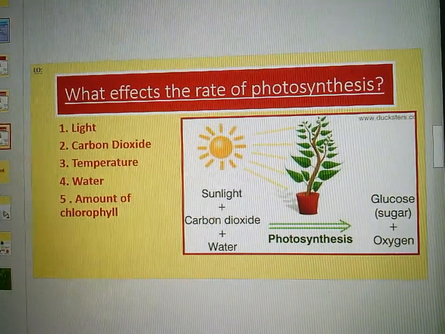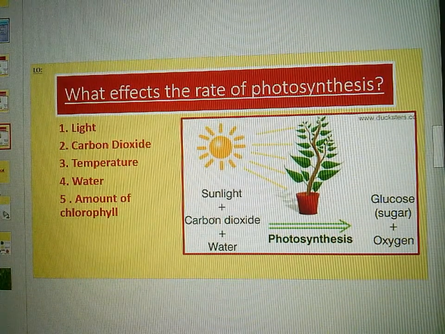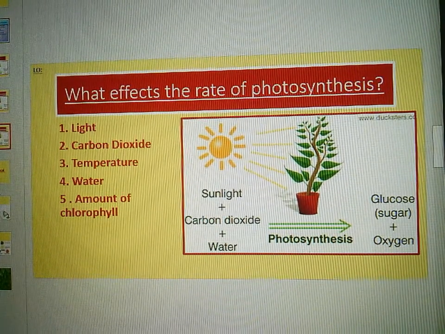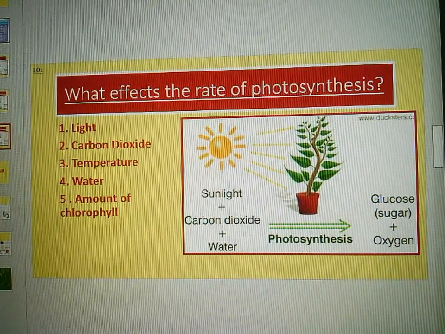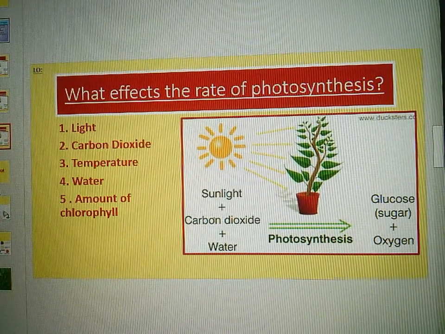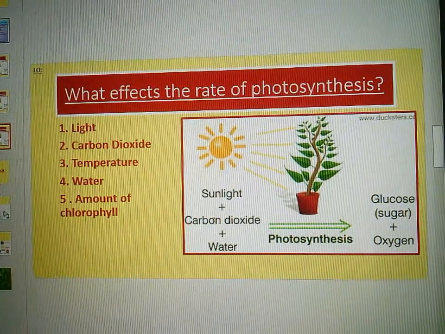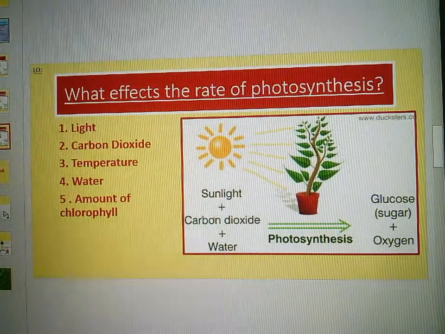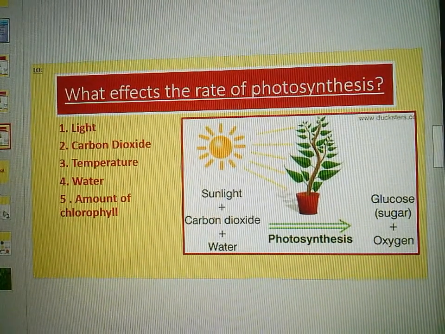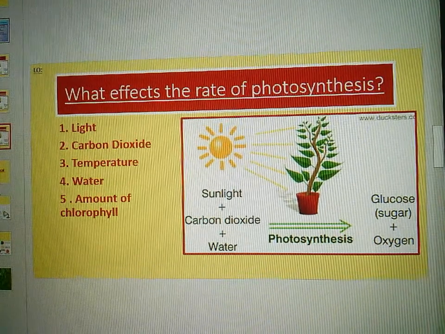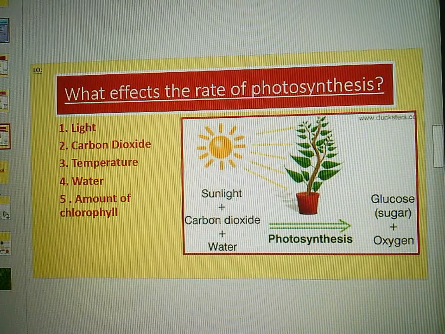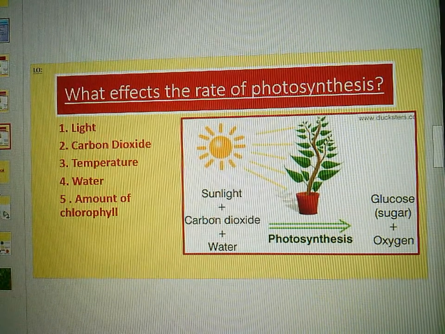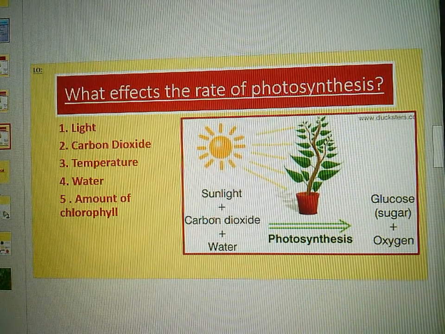Temperature is another one, so the hotter it is, the faster photosynthesis will happen. So on a really cold day, if it's a bit frosty, photosynthesis levels are going to be quite low, but if it's a nice warm day out like it is today, the photosynthesis levels are going to be quite high. The next one is the amount of water. So if a plant is well watered, then again lots of photosynthesis. If it's not well watered, then not so much photosynthesis.